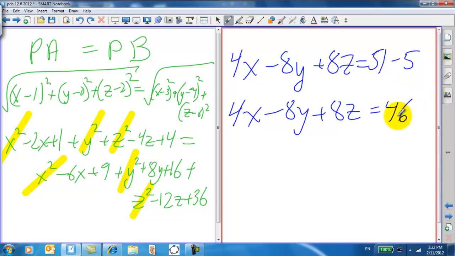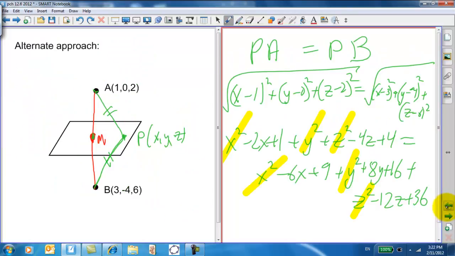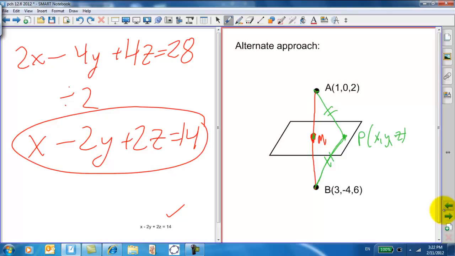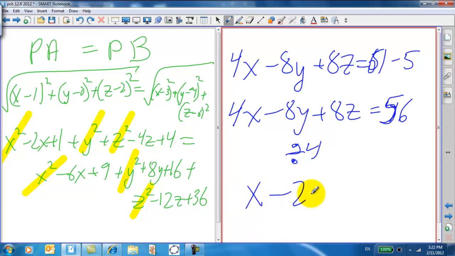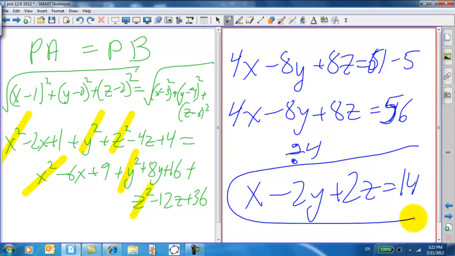46. And I should have been able to divide through by 4. Let's see. I think it's 56. I think it was off by 1. Yeah, this is 61, and this is 56. And now when we divide by 4, we get x minus 2y plus 2z equals 14. Same equation again.